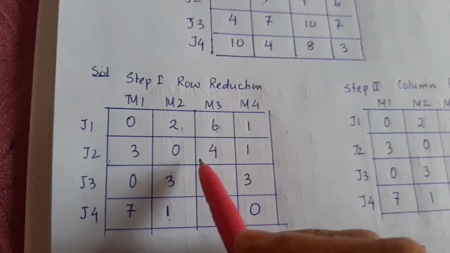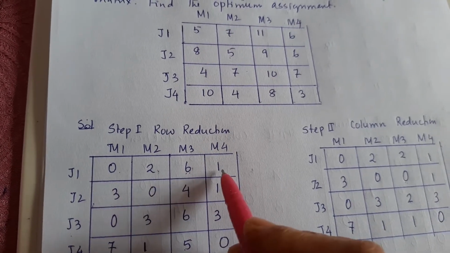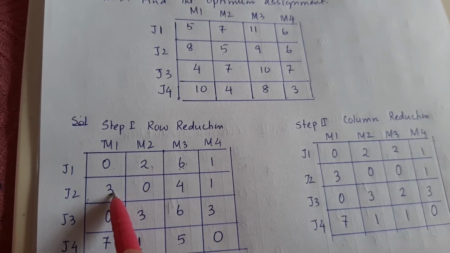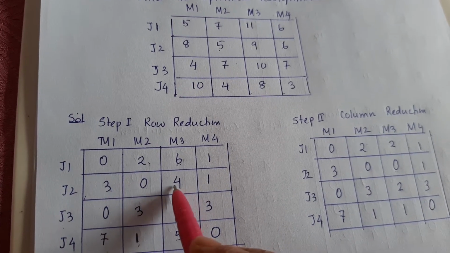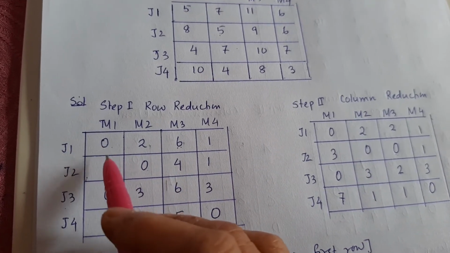So we get the reduced matrix: 5 minus 5 is 0, 7 minus 5 is 2, 11 minus 5 is 6, 6 minus 5 is 1, and similarly like this, 8 minus 5 is 3, 5 minus 5 is 0, and so on. So we get a row-reduced matrix. Now row reduction is done.